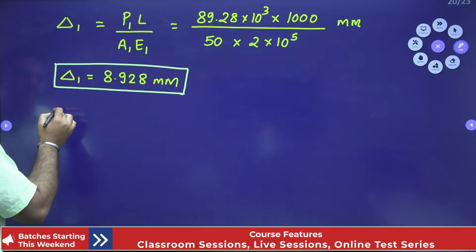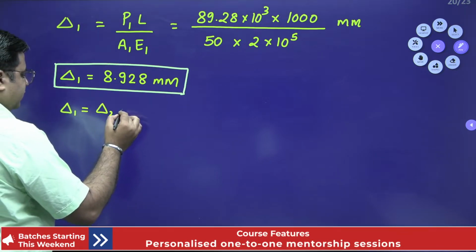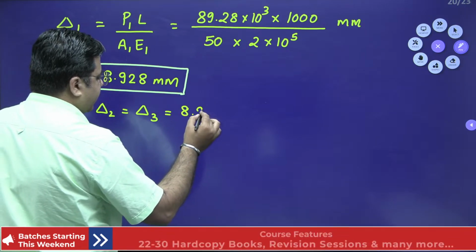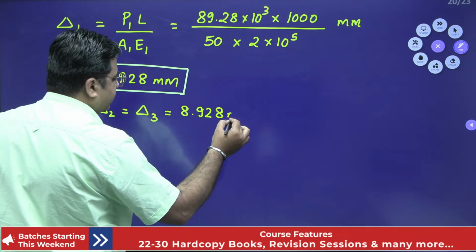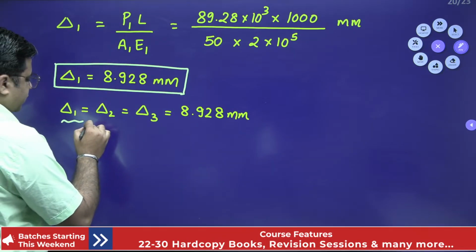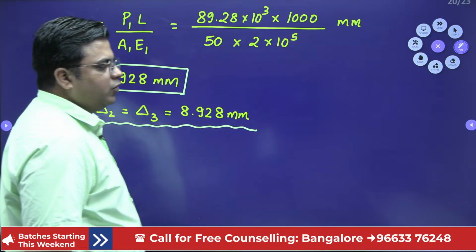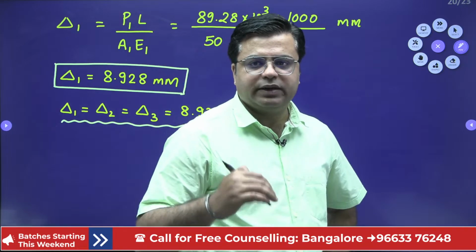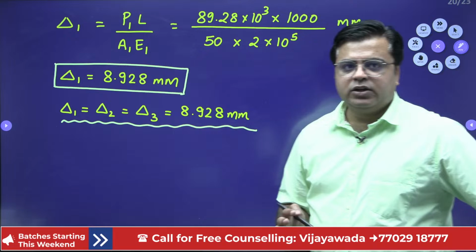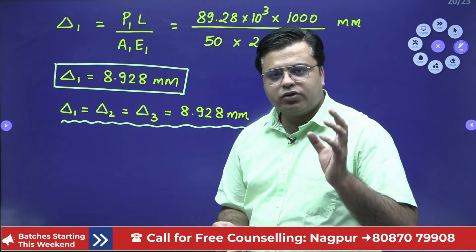Right. Similarly, you can write delta 1 is equal to delta 2 is equal to delta 3 is equal to 8.928 mm. So this is your net deformation for all the three members. So this is how you can deal with the members if they are connected in parallel or if they are connected in series. So this is again an easiest method.